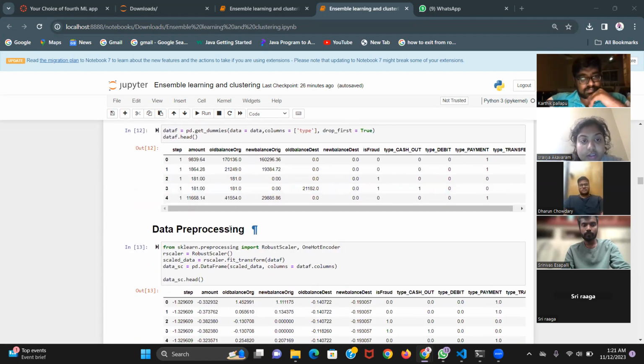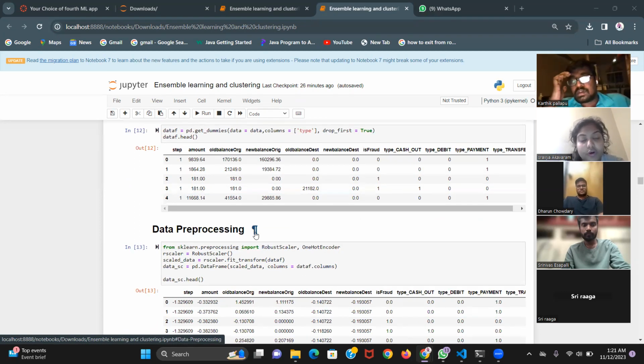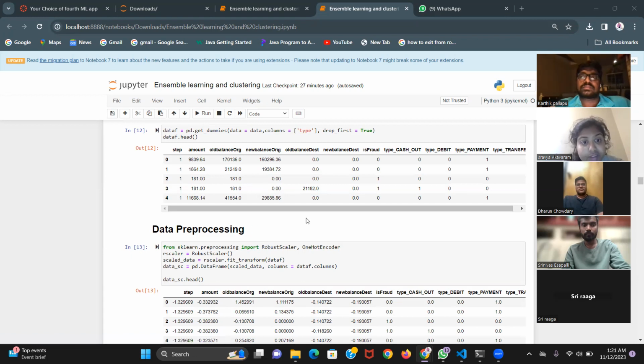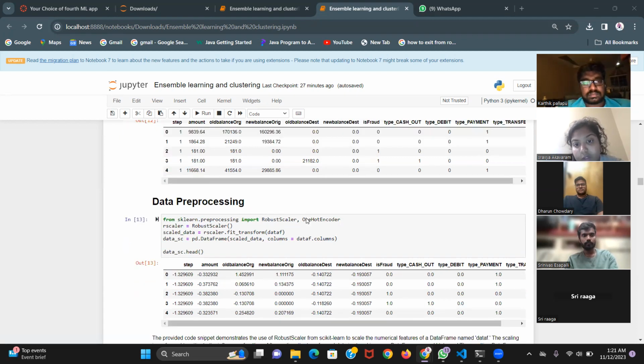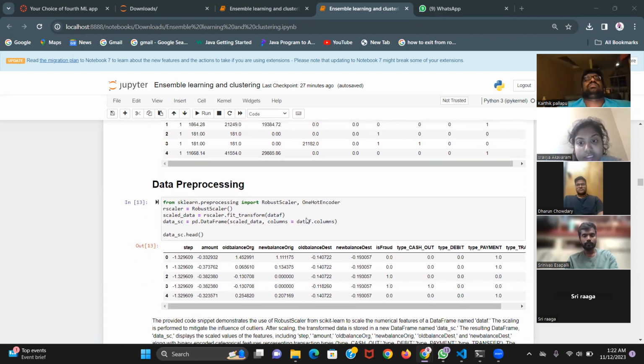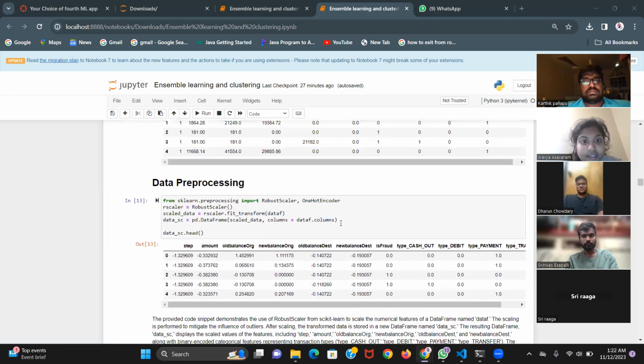And the data.head, we are going to take the output of the data set. Again, we can see the description and the tables of the data set. When it comes to the data preprocessing, here we are using sklearn by importing the RobustScaler and OneHotEncoder. We can see the tables here of all the columns in the data set.